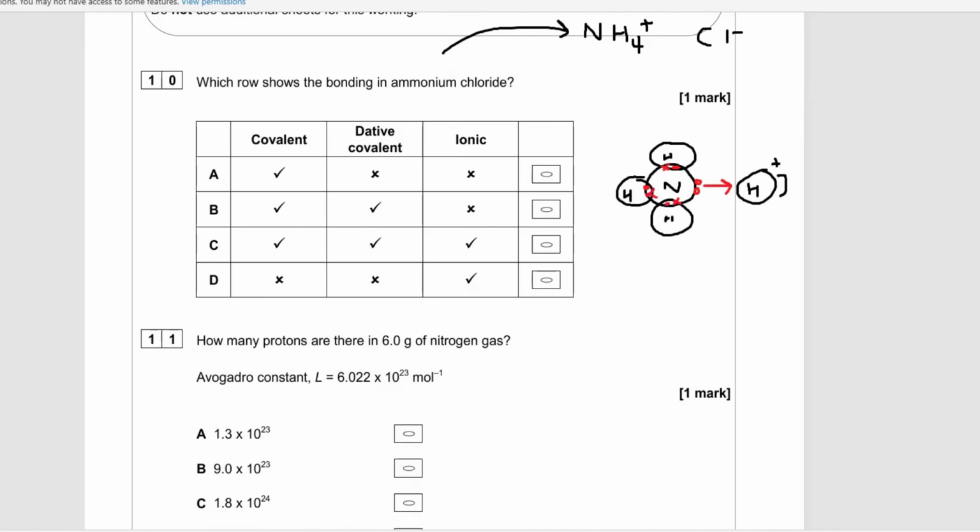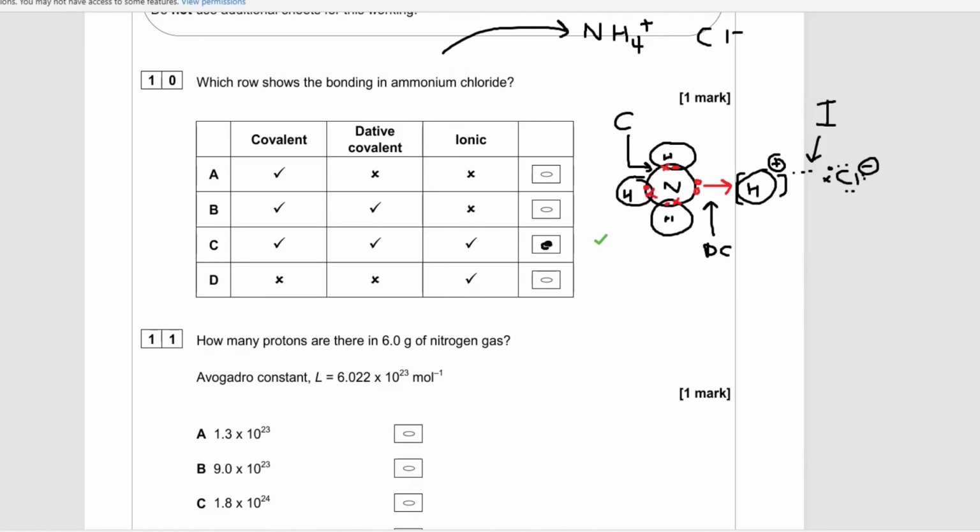And what happens there, that lone pair is donated towards a hydrogen ion. Do you remember what bonding that is? And then we've got a chloride ion, which has a full outer shell, but it's got a negative charge because it already has an extra electron, and it forms a bond with the positive hydrogen. So that's ionic. You've got covalent bonding between the hydrogen and the nitrogen, and then dative covalent bonding, where you've got the lone pair being donated towards the hydrogen ion in the NH4+. So it's got all three. So our answer here, guys, is C.